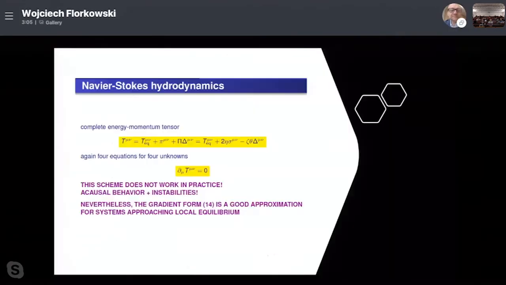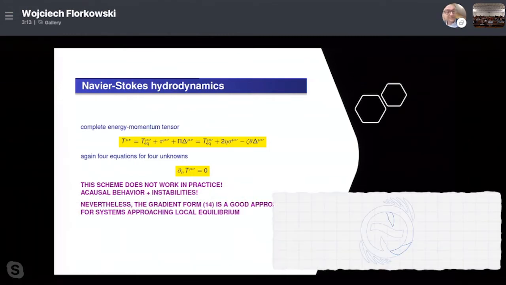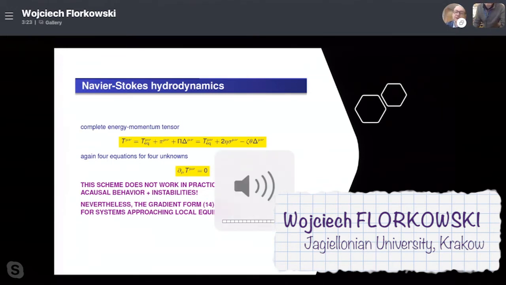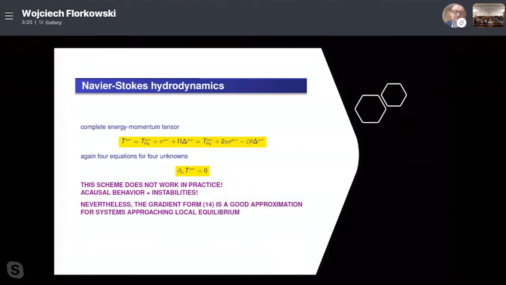Okay, guys. So, let's start with the point where I stopped. Navier-Stokes relativistic hydrodynamics is nothing else but the Eckart or Landau-Lifshitz description. In this case, the energy-momentum tensor consists of the equilibrium part, or local equilibrium part, which has the form of the perfect fluid. And in addition, we have two terms.